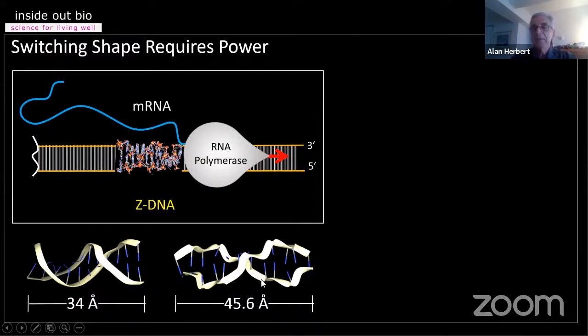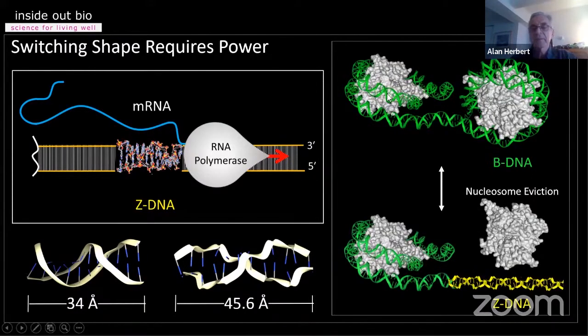The other interesting way of doing it is that normally our DNA is wrapped up around nucleosomes, and that allows it to be really compact.